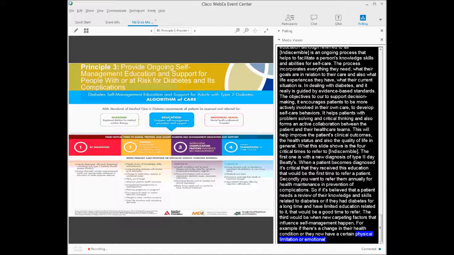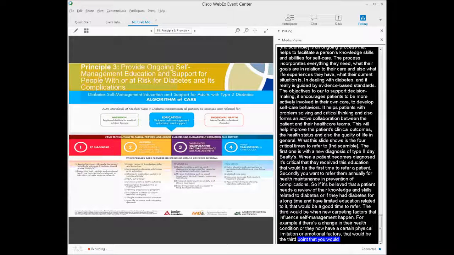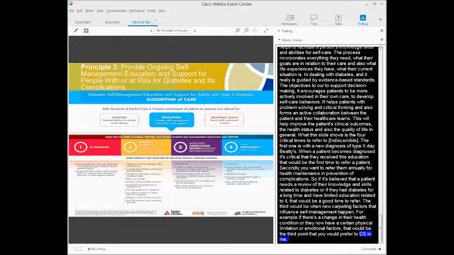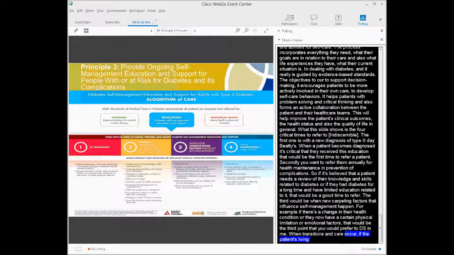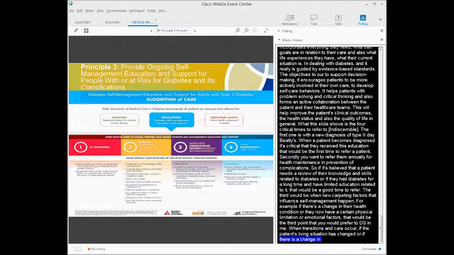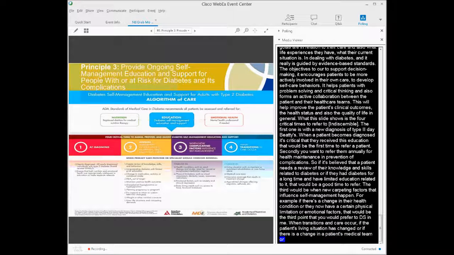And lastly, when transitions in care occur, so this would be if a patient's living situation has changed, or if there's a change in the patient's medical team or their insurance. So those are the 4 critical times to refer to DSME, and that's what's shown on this slide.